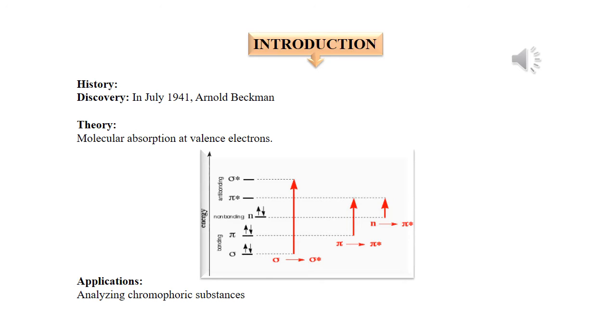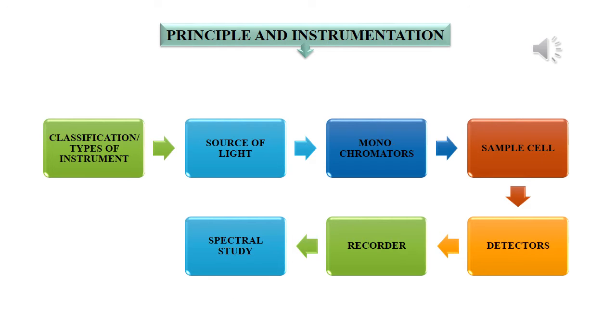We can say it with a single word, electronic transitions. Electrons will be transferred from ground state to excited state after absorbing UV visible radiation. That is the concept here. The main application of UV visible spectroscopy is that we can analyze chromophoric substances. We will discuss what a chromophoric substance is in the coming slides. What is the main application? Analyzing chromophoric substances. Now we will discuss the principle and instrumentation of UV visible spectroscopy.